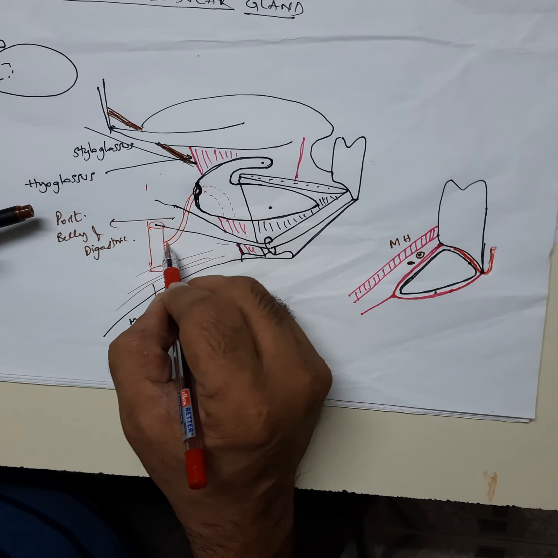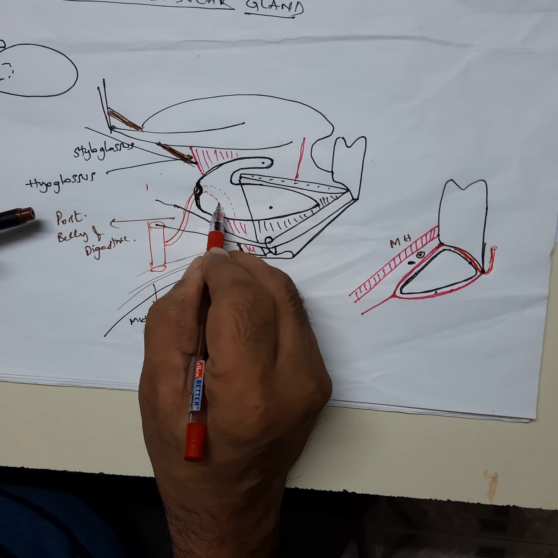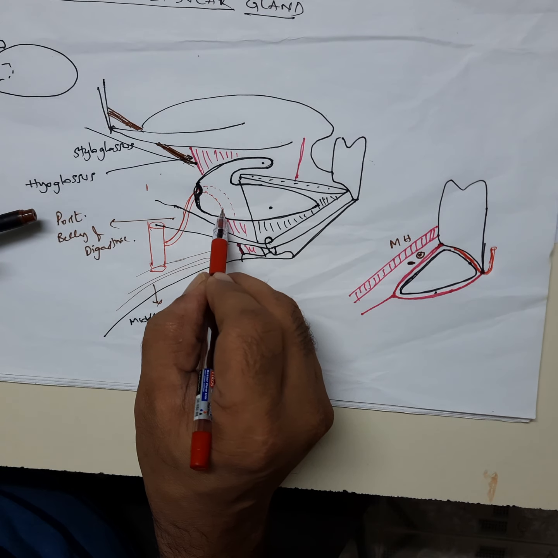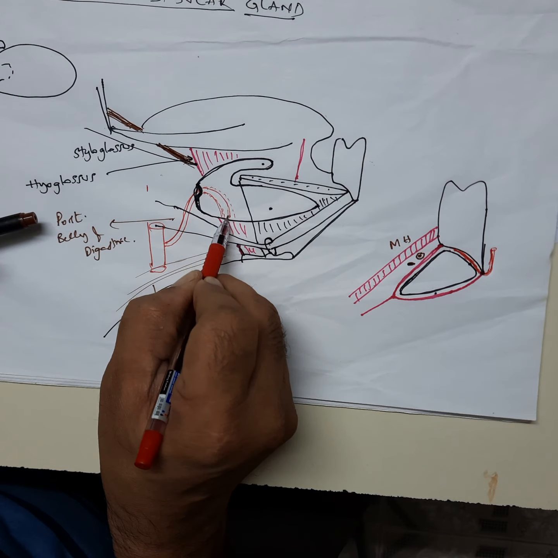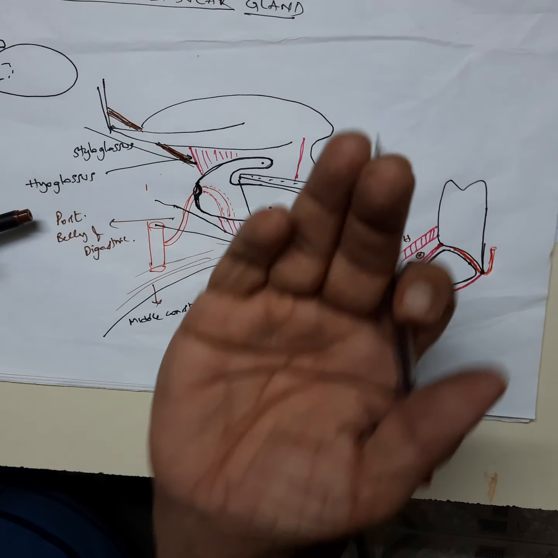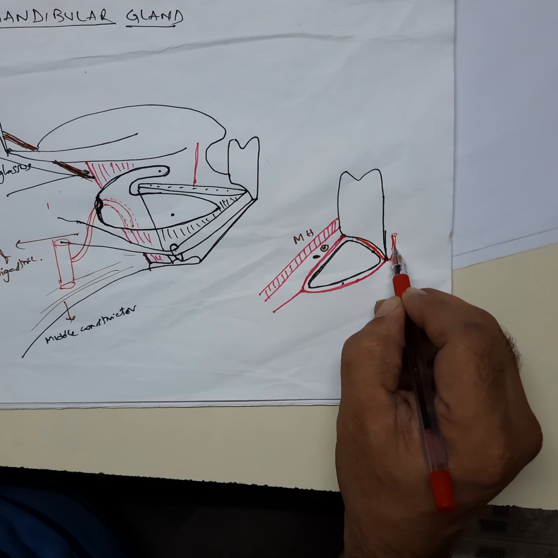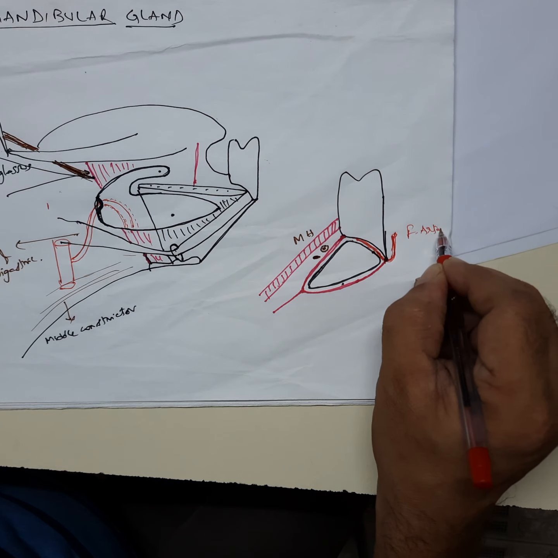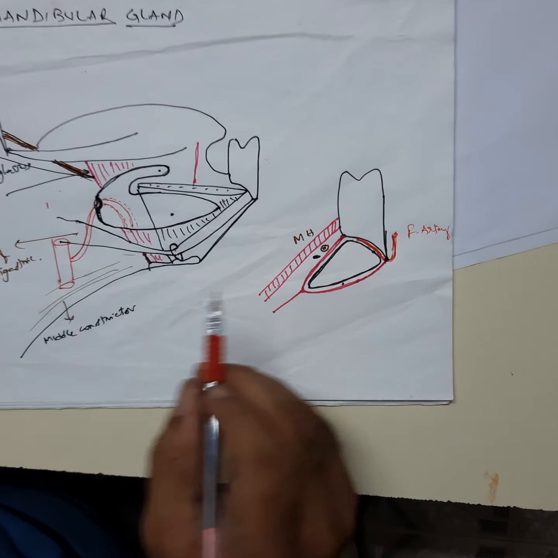So, here you can see the facial artery goes through this groove, then climbs onto the upper surface of the gland, the posterior aspect of the gland, then turns onto the lateral surface, then crosses the mandible from below, and goes onto the face as the facial artery. So, this loop will be on the posterior border.